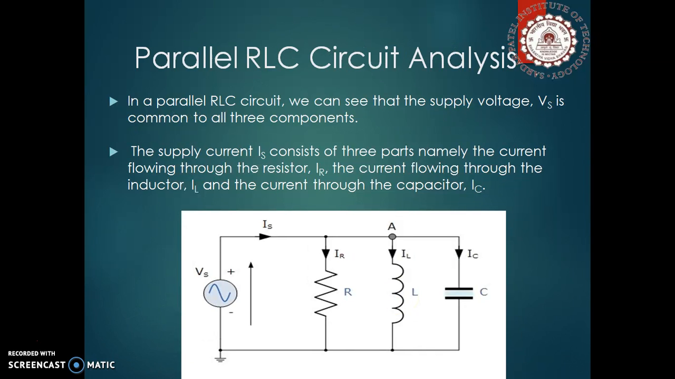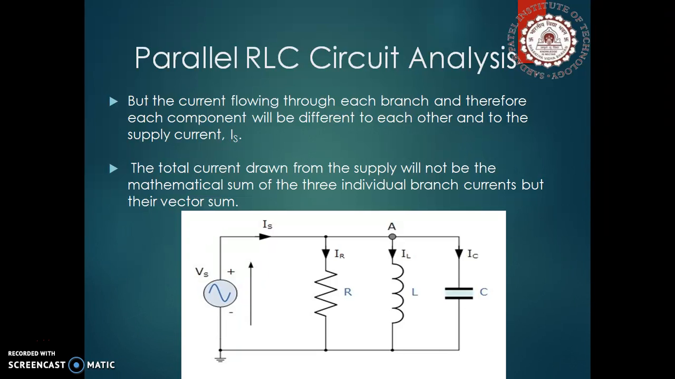Now for the analysis of a parallel RLC circuit, we can see that the voltage supply is common to all three components and the current Is gets divided into IR, IL and IC. And hence the current flowing through each branch would be different. And the total current would be the mathematical sum of IR, IL and IC, that is Is.